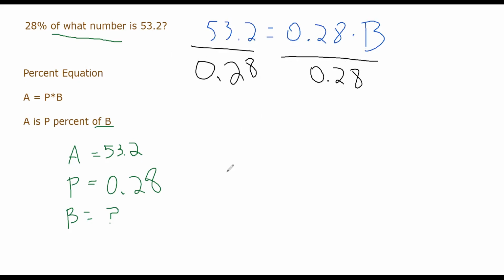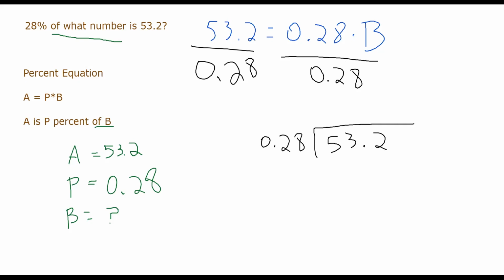So I'm going to be dividing 0.28 into 53.2. And this might come out nasty. If it does come out nasty, that's okay. We can deal with it. Remember, we know how to deal with these problems.